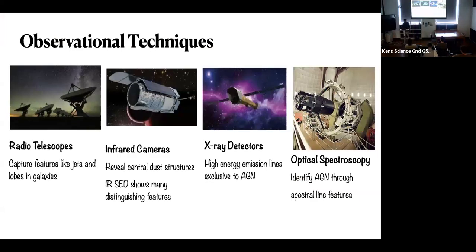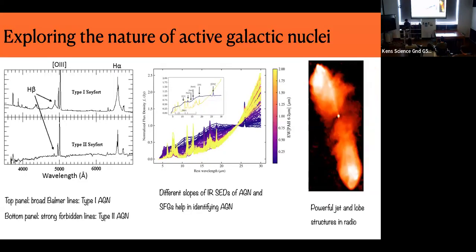And as a consequence, we have probes spanning the entire electromagnetic spectrum, like in radio, infrared, X-ray, and even using optical spectroscopy to detect the presence of AGN if we have a sample of galaxies. For instance, if you look at the optical spectra, the broad Balmer lines or strong optical emission lines signify the presence of optical AGN.